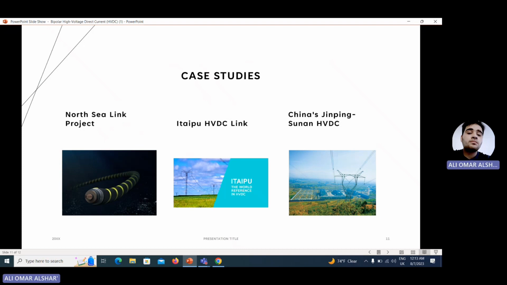We can see a picture of that from the internet or Google Images. Also the Itaipu high voltage DC links, and the Chinese Jinping-Sunan high voltage DC lines.